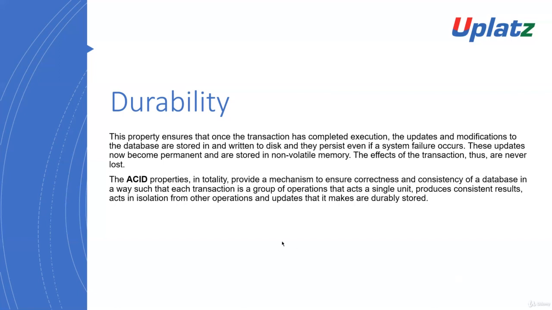So the ACID properties in totality provide a mechanism to ensure correctness and consistency of a database, in a way such that each transaction is a group of operations that act as a single unit, produces consistent results, acts in isolation from other operations, and the updates that it makes are durably stored. So basically, the only focus of ACID properties is around the correctness and consistency of a database, which is the need of the hour, because we cannot have our database inconsistent. Because if that is the case, then there is a lot of tedious work involved, and again, we are not able to solve the problem which we faced in file structure. But everything is taken care of if we are using a database.